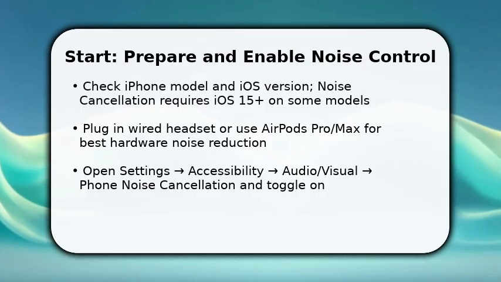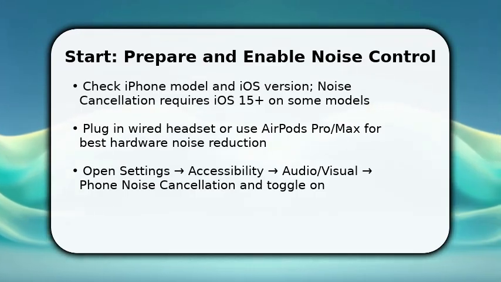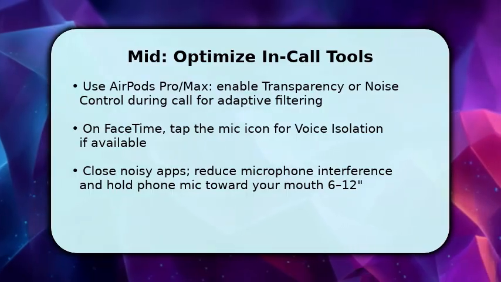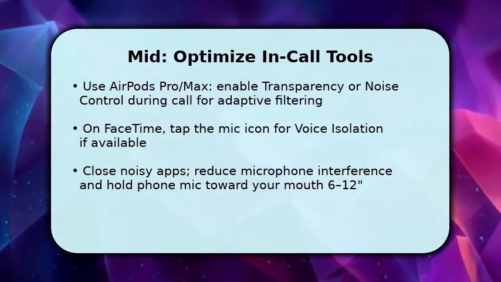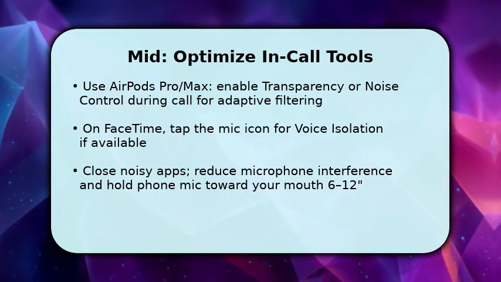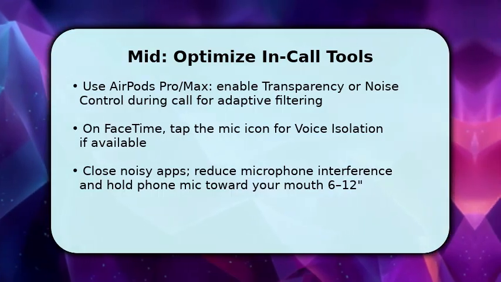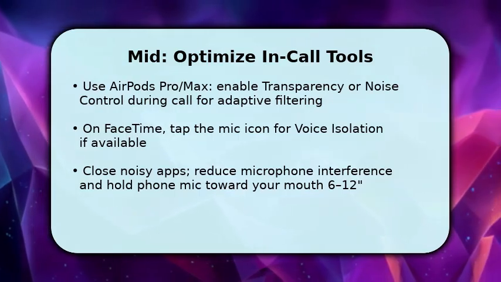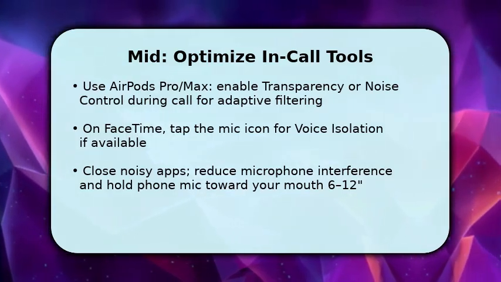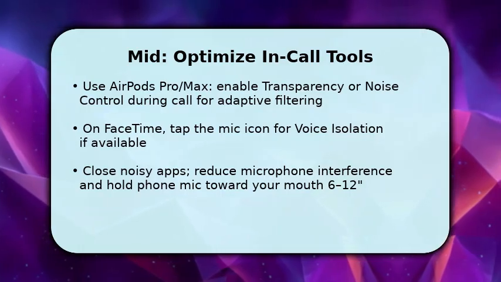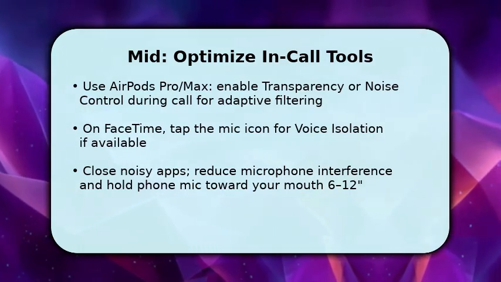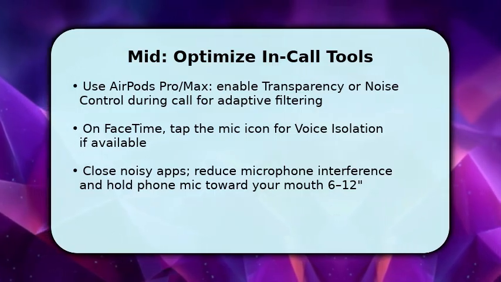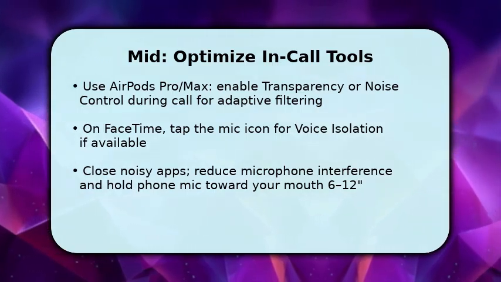Now focus on in-call controls and positioning to refine cancellation. If you use AirPods Pro, switch between noise control and transparency on the fly because adaptive ANC helps with intermittent noise. Meanwhile, FaceTime and some apps offer voice isolation. Tap the mic icon to prioritize your voice. Make sure other apps producing audio are closed to lower internal interference, and position the mic 6 to 12 inches from your mouth to improve SNR.